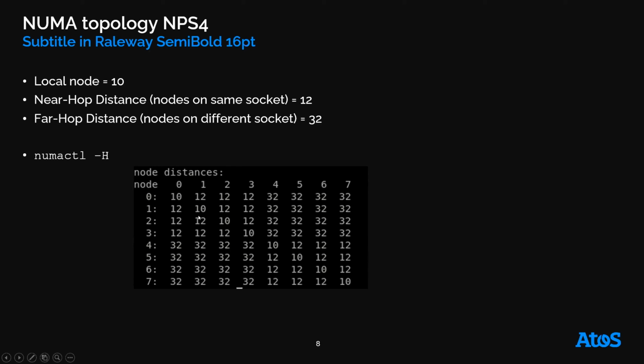Take the numbers with a grain of salt. That's an estimate of how large the latency is. So the lowest is on your own NUMA node. It's a bit larger on a NUMA node within your CPU, and it's a lot larger on a NUMA node of a different CPU. This output you can also see on the nodes yourself with this command, numactl -H.